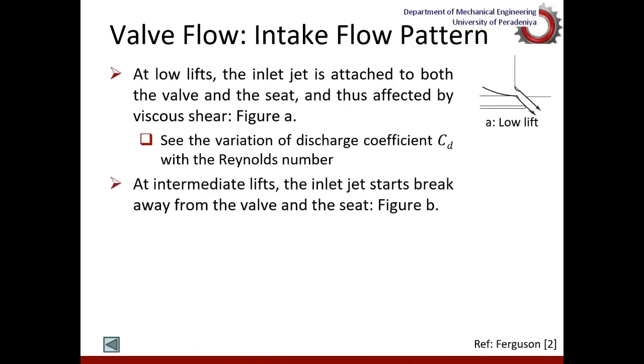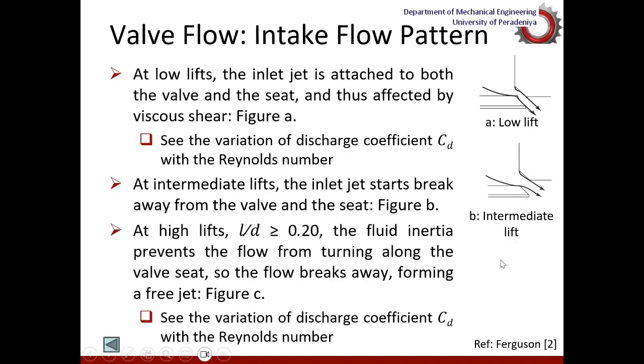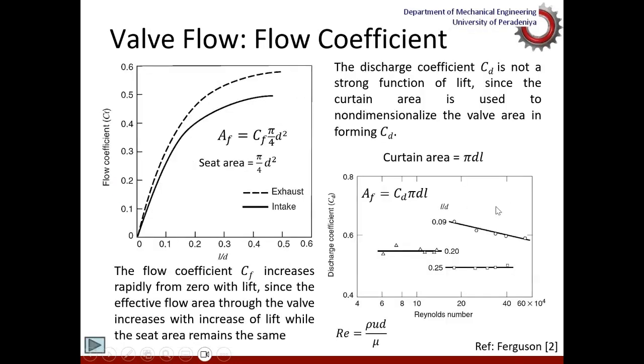And in the intermediate lifts, you can see a kind of separation of the attachment to the walls of the jet. And when you go for high lifts, then you can see it is completely detached. As a result, the viscous flow effects will not come into play when the L over D ratio is greater than a certain value. So that is reflected in this previous diagram.